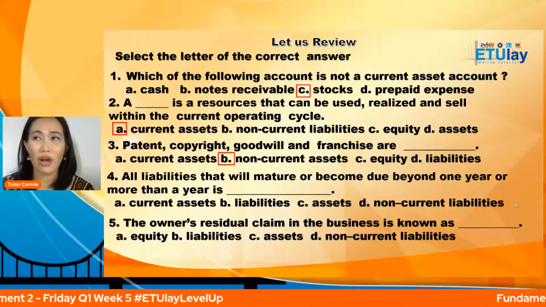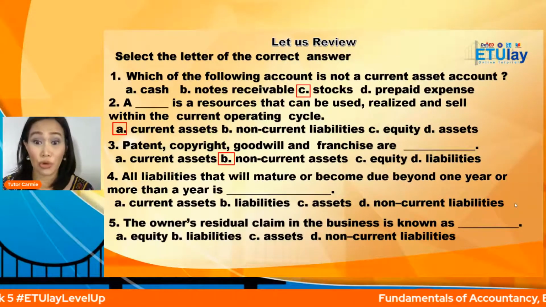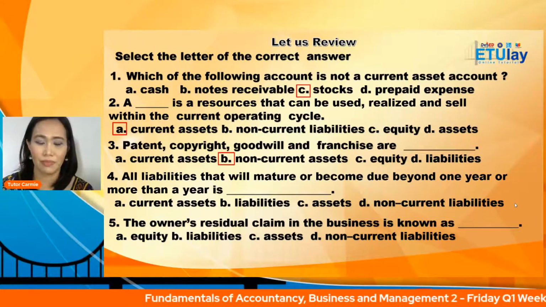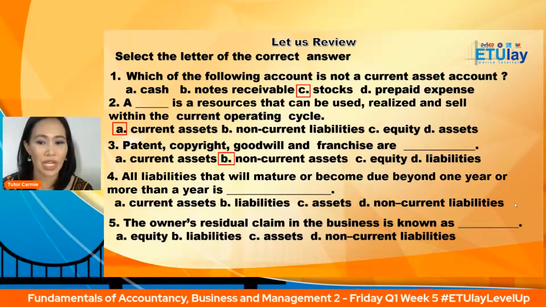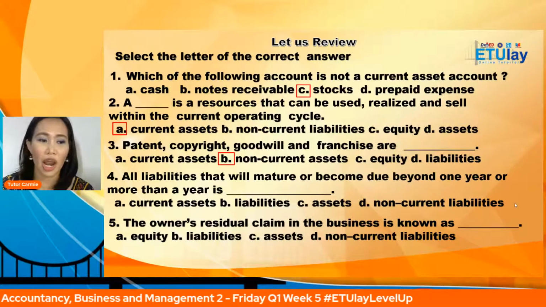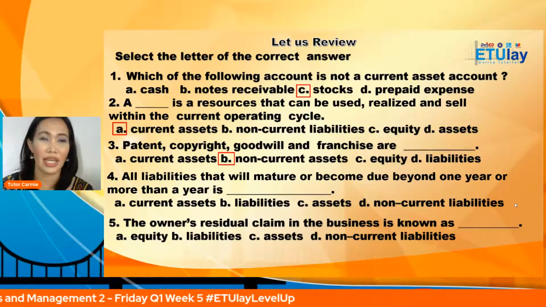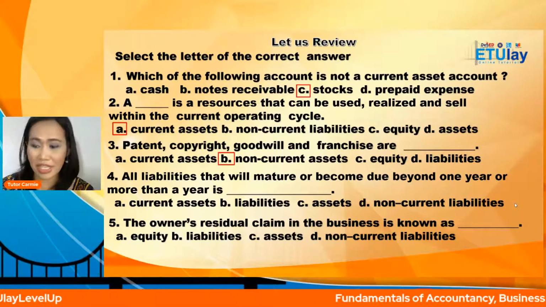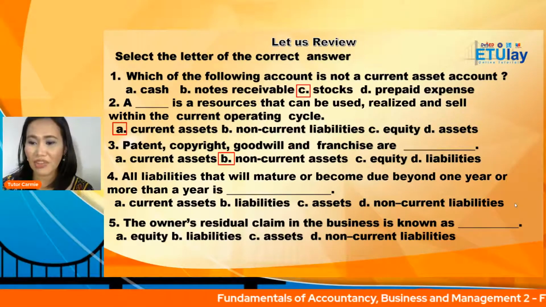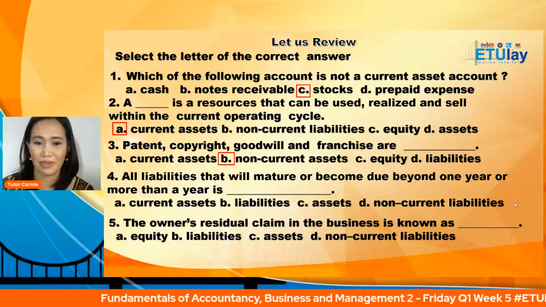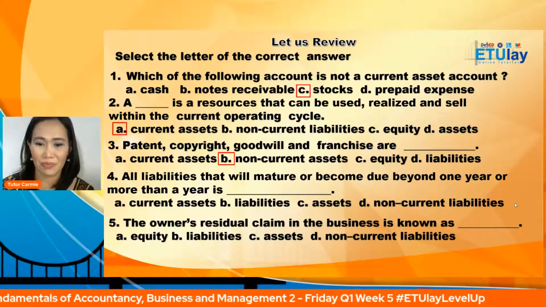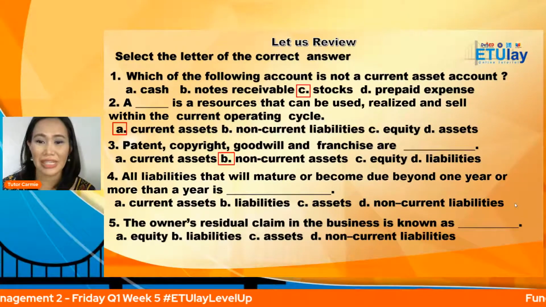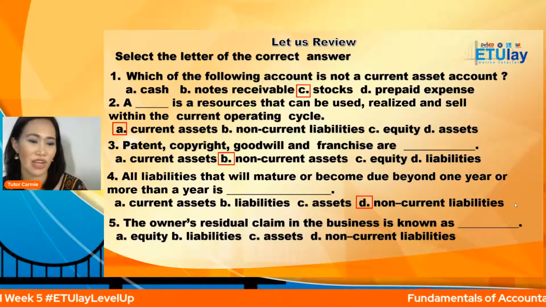Next, number 4. All liabilities that will mature or become due beyond 1 year or more than a year is blank. A, current assets. B, liabilities. C, assets. D, non-current liabilities. What is your answer? So let's reveal the answer. It's letter D. Very good.